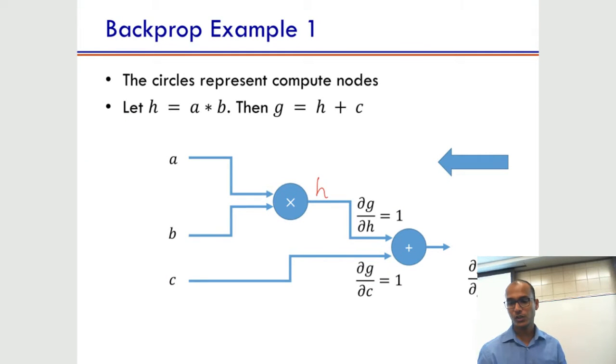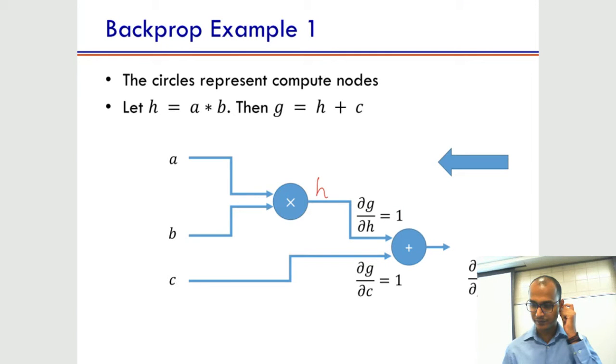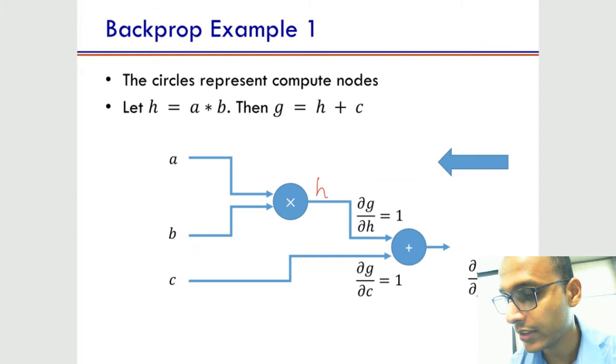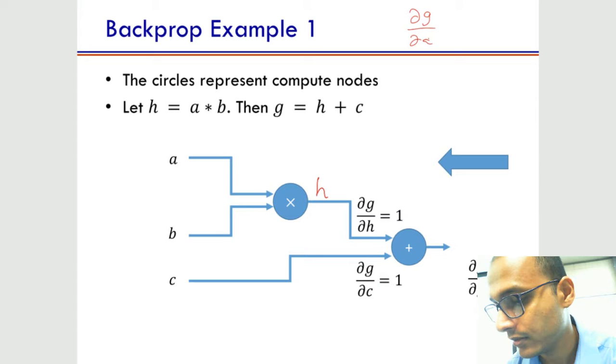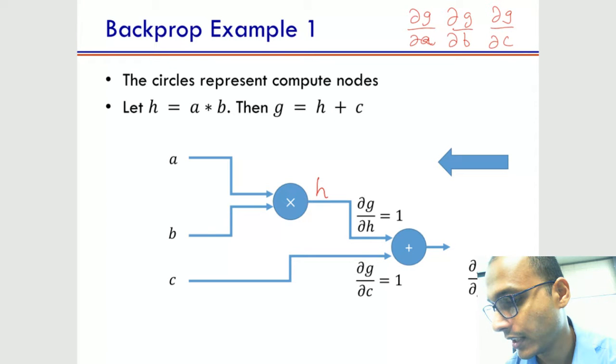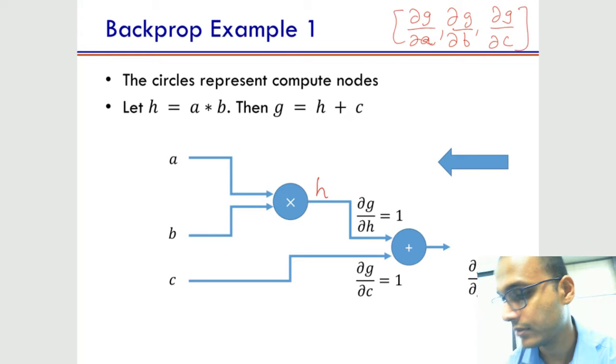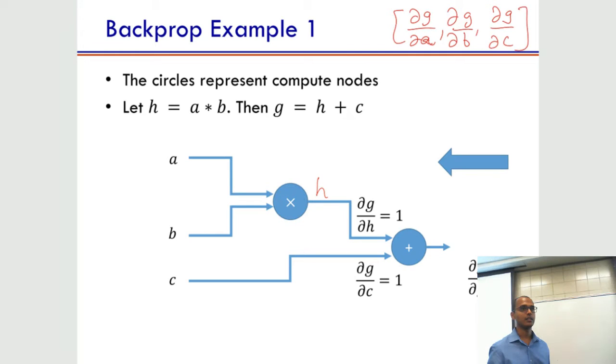So backprop is nothing but using the chain rule to compute the following. The goal is to compute the partial derivative of g with respect to a, the partial derivative of g with respect to b, and the partial derivative of g with respect to c. These are the three things we want to compute. That's all: the gradient of the output with respect to its inputs. There are three inputs, so three numbers.